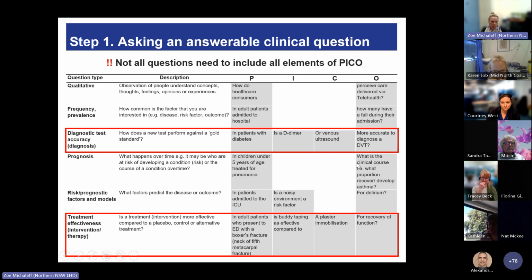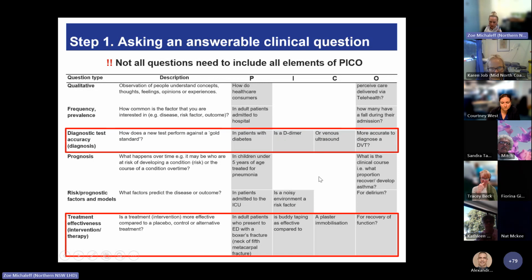So if that is the diagnostic test accuracy question, you need to define your population, the index test, so the new test or assessment that you're looking at determining how well it works, the comparator, which is usually standard care or a gold standard, and the outcome. For treatment effectiveness questions, we're looking at defining a population, the intervention, which again is the new intervention that you're looking to implement, the comparators, that's usually the standard care that you're already providing, and the outcome.